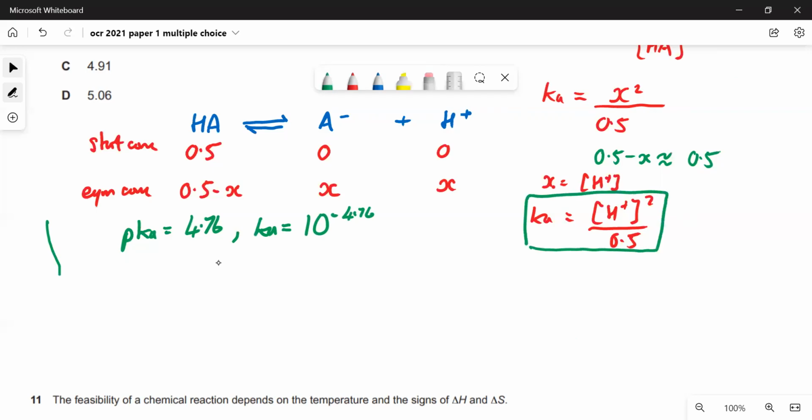Let's rearrange that so we get H plus squared is equal to Ka, which is 10 to the power of minus 4.76, multiplied by 0.5. Now let's evaluate that on the calculator. We get 8.68 times 10 to the minus 6.